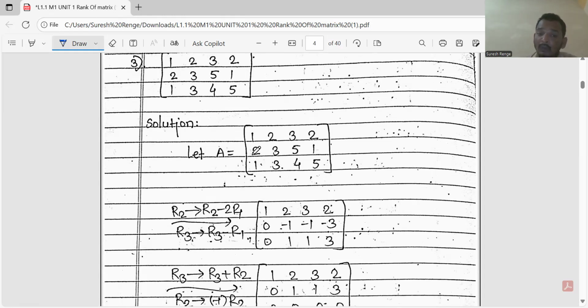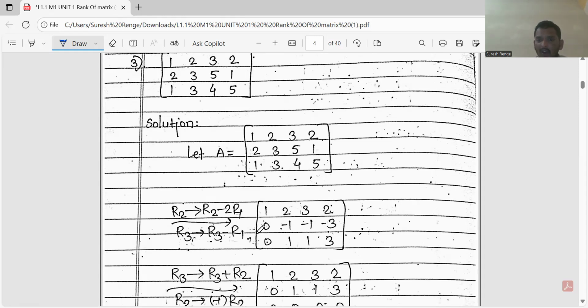Now, change in R2. We are applying this operation: R2 minus 2 times R1. That means 2 minus 2 is equal to 0, 3 minus 4 is equal to minus 1, 5 minus 6 is equal to minus 1, 1 minus 4 is equal to minus 3. This is row number 2. Now change in R3: R3 minus R1. 1 minus 1 is equal to 0, 3 minus 2 is equal to 1, 4 minus 3 is equal to 1, 5 minus 2 is equal to 3.